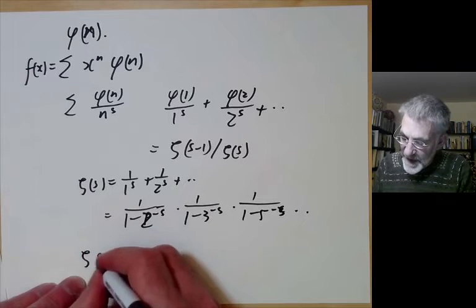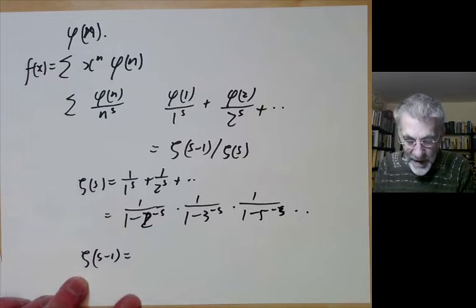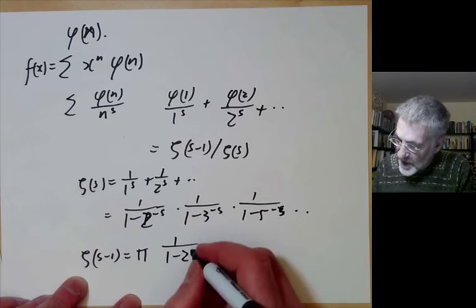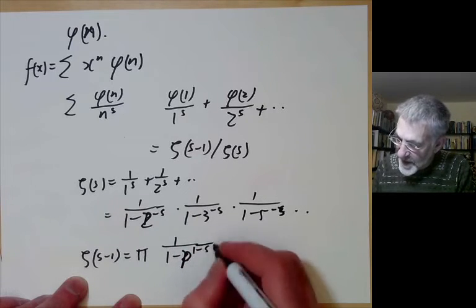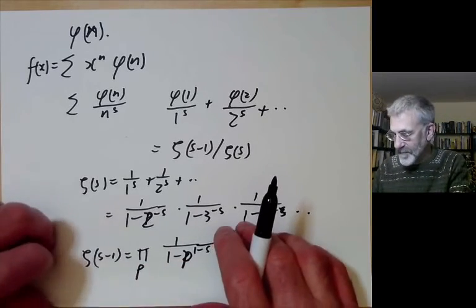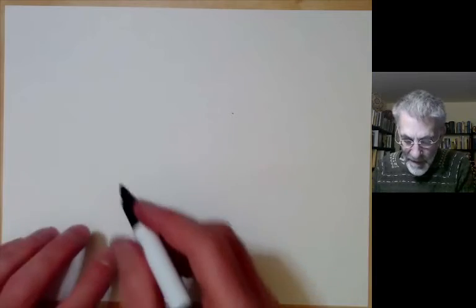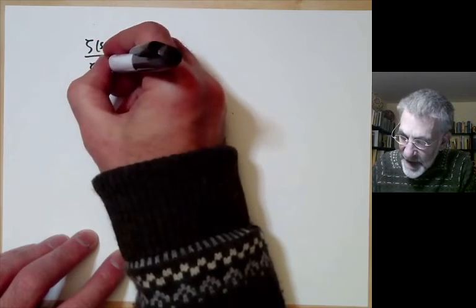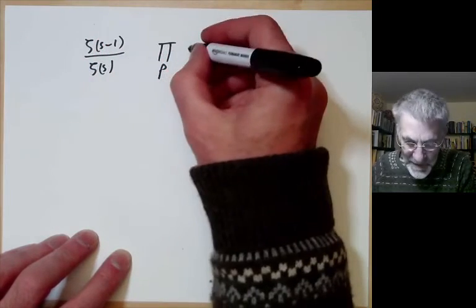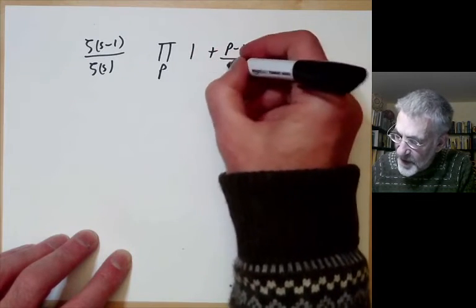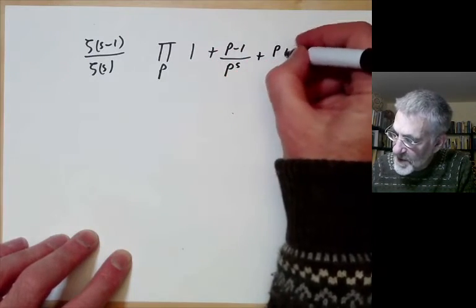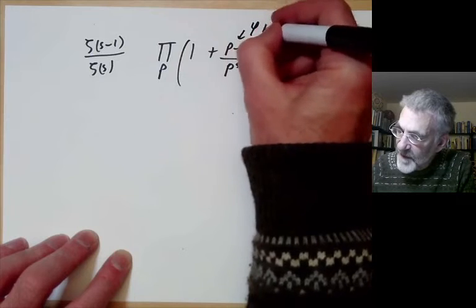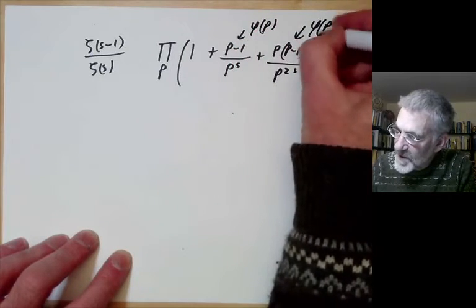Well, this means that zeta of s minus 1 is equal to the product of 1 over 1 minus p to the 1 minus s, where we're taking the product over all primes. So zeta of s minus 1 over zeta of s just becomes a product over all primes of expressions like this: 1 plus (p minus 1) over p to the s plus p times (p minus 1) over p to the 2s, and so on. And now you notice that this thing is phi of p, and this thing is phi of p squared, and so on.